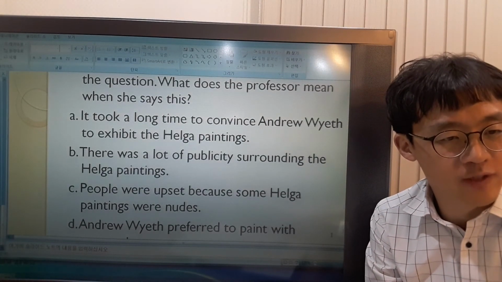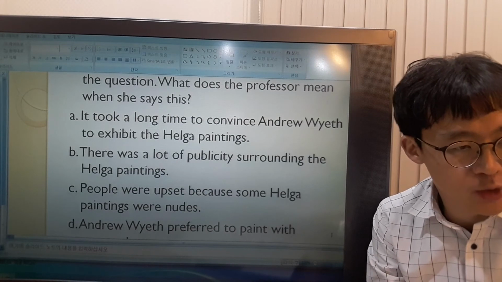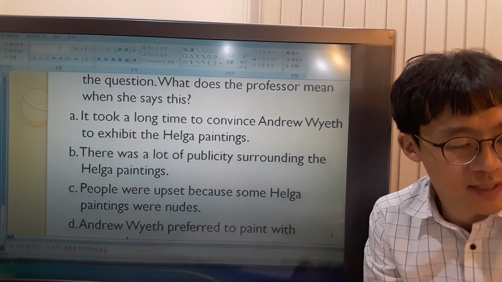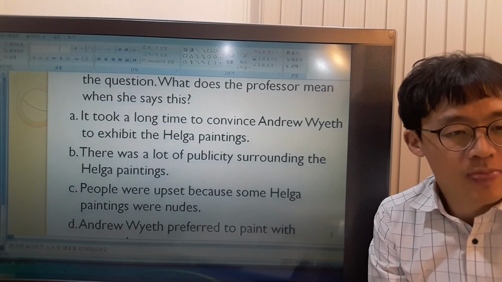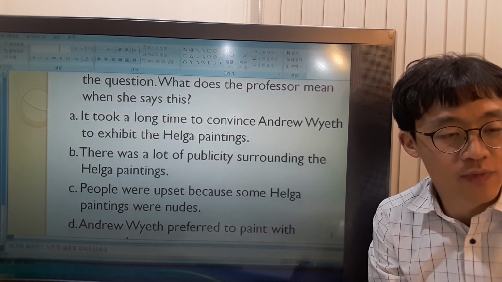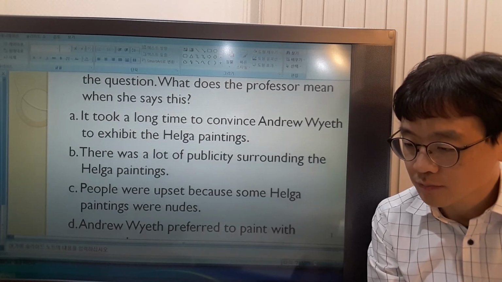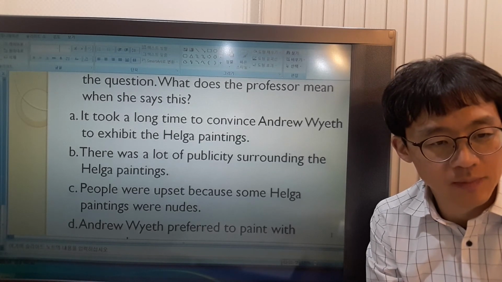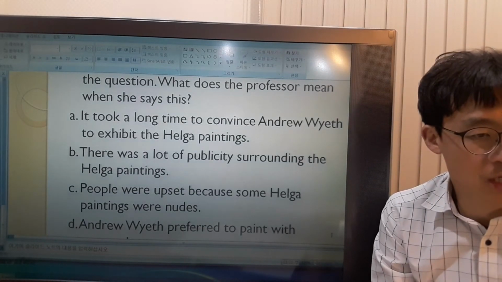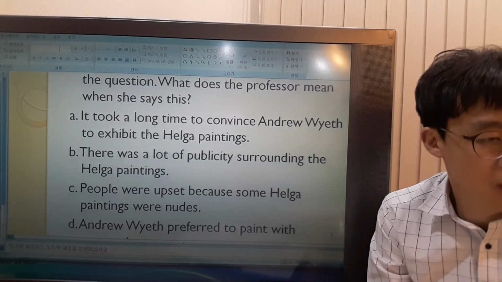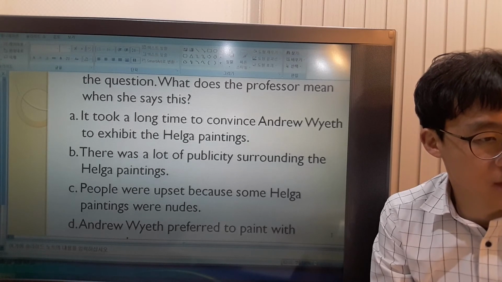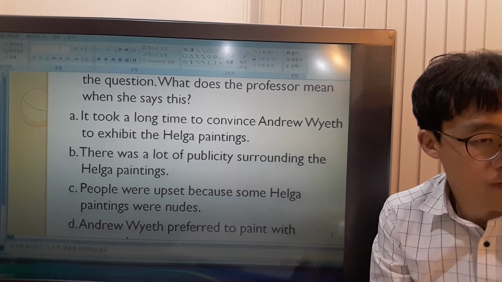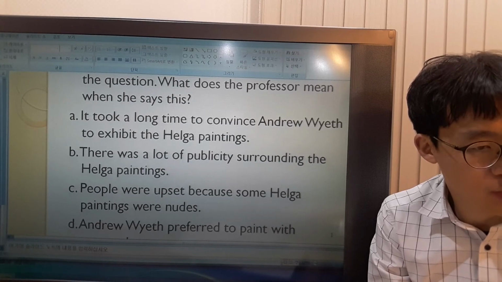It took a long time to convince Andrew Wyeth to exhibit the Helga paintings. What does convince mean? Convince means to talk somebody into something. That means make that person think that he should do it, okay? Convince Andrew Wyeth to exhibit the Helga paintings. It doesn't mean this, right? Splash doesn't mean this.